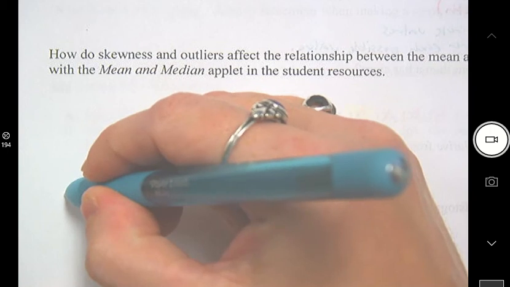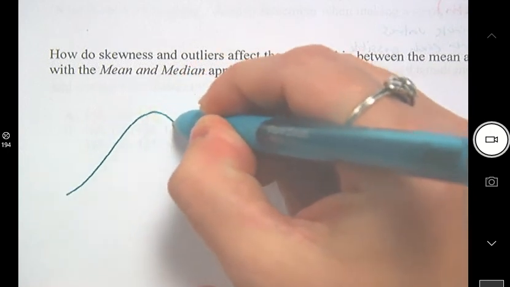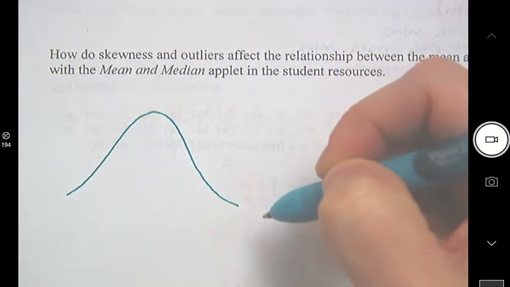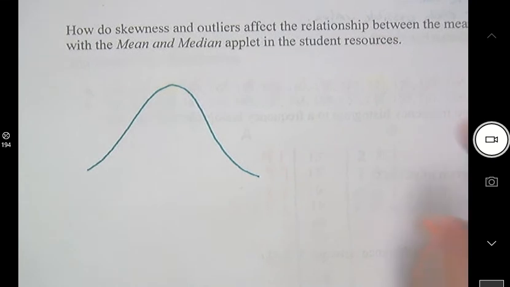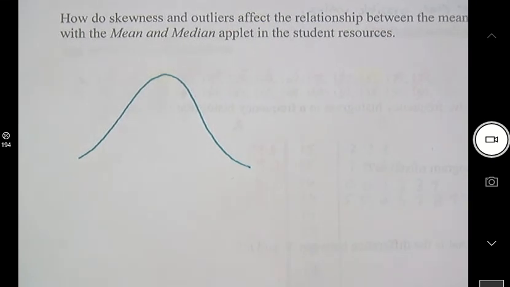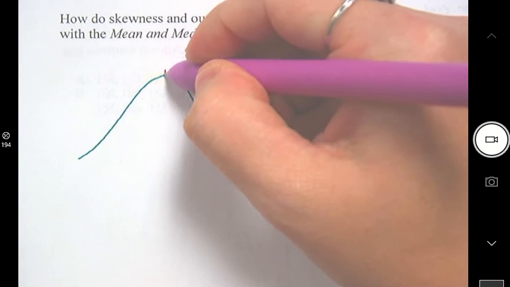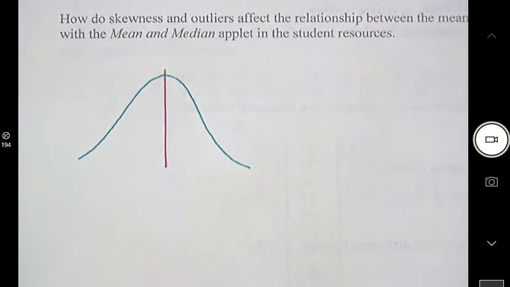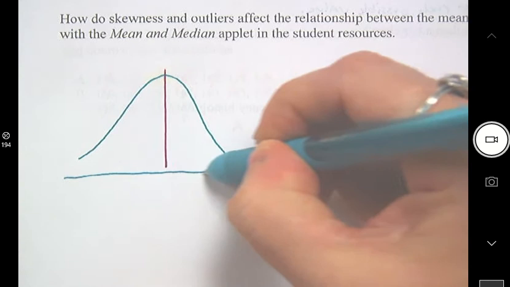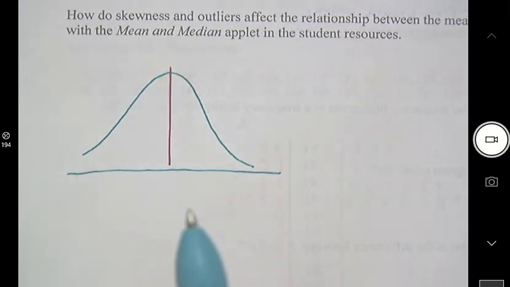When you have mostly symmetric data, roughly symmetric, mostly symmetric, you can see that it's single peaked. Your mean and your median are both going to be pretty much in the same location. Now let me be a little bit more specific. There would be a horizontal axis. We're talking about the number line here.